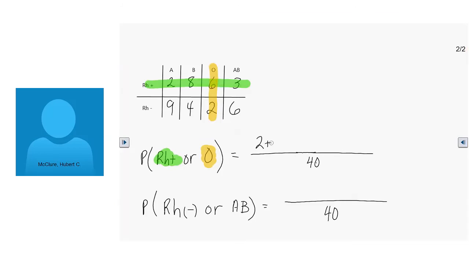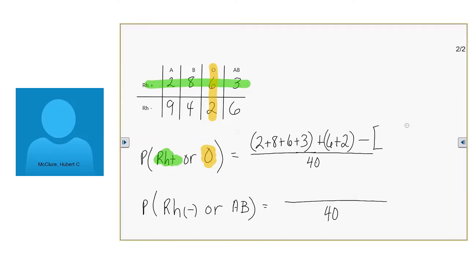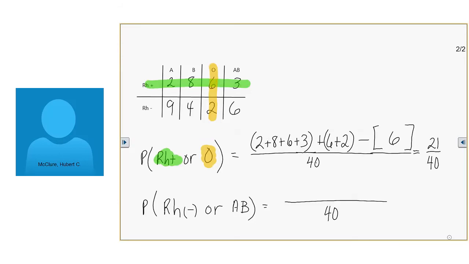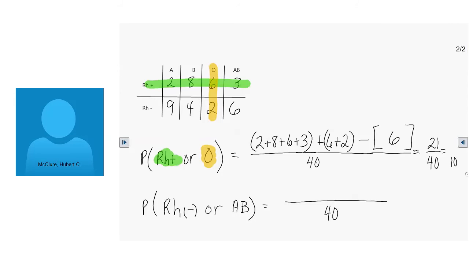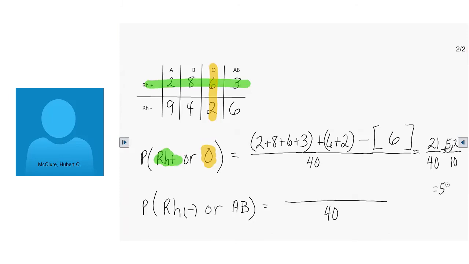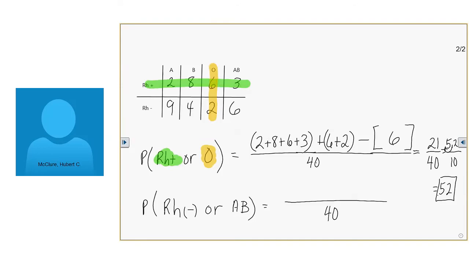Okay. 2 plus 8 plus 6 plus 3 plus 6 plus 2 minus the overlap, and the overlap I'll put in brackets. What's the overlap? 6. So that's 6 and 10 is 16, that's 19 plus 8 is 27, and 21, don't check me. 21 over 40. I'm going to show you a trick I learned in the war. Divide both of them by 4, you can get 10 right here. And 4 into 21 would be 5.2 or something like that. What do you do when you divide by 10? 52%. No, I didn't even use a calculator.